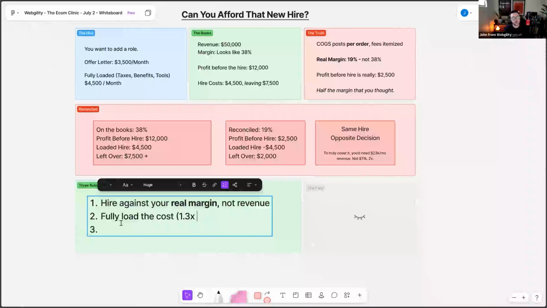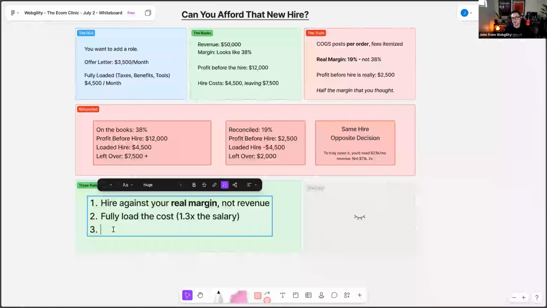So we're going to put that at 1.3 times the salary of the individual that you're hiring. That's a pretty conservative estimate. Generally, it's a little higher, between 1.5 and 2 times the salary if you wanted to be really comfortable. But the floor, I would say, is 1.3 times the salary. So you need to make sure that the cost is fully loaded there.